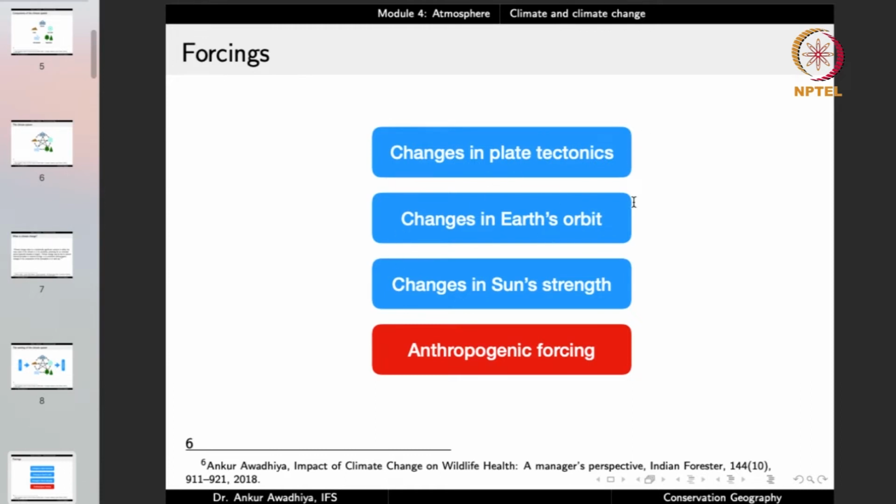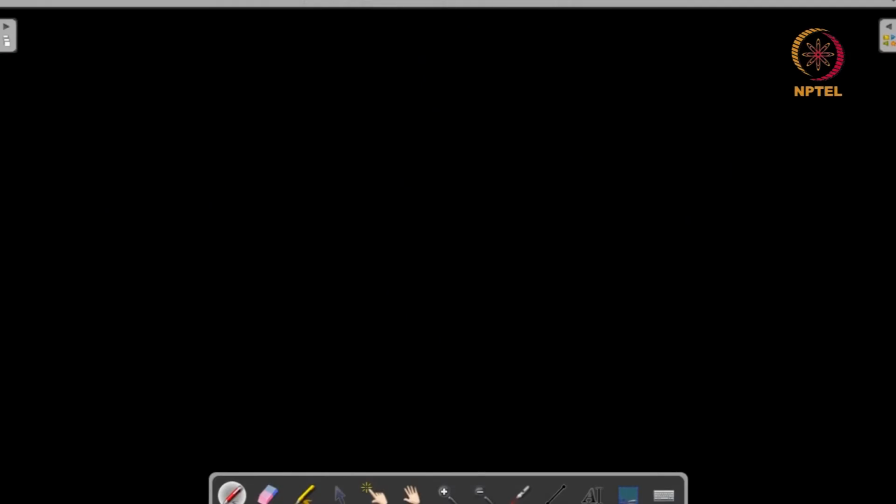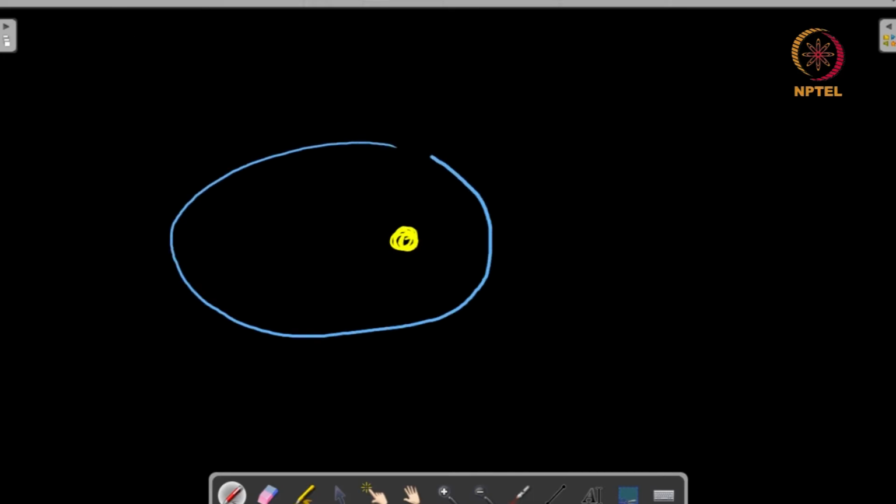Similarly, another forcing is changes in the Earth's orbit. Now, when we talk about the orbit of the Earth, we have 3 different things: eccentricity, precession, and the tilt, which are known as the EPT cycles or the Milankovitch cycles. Now, in this case, when we talk about the sun and the Earth going around the sun, the orbit of the Earth may change with time, and it does change with time. So from an orbit like this, we can perhaps have a more circular orbit.